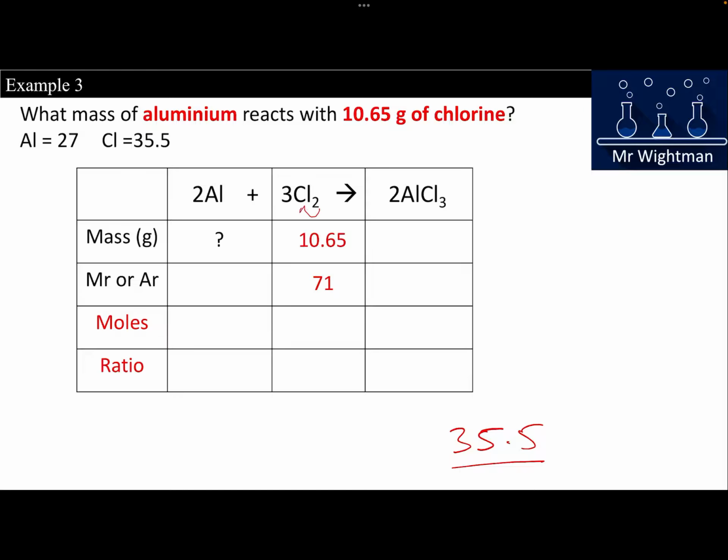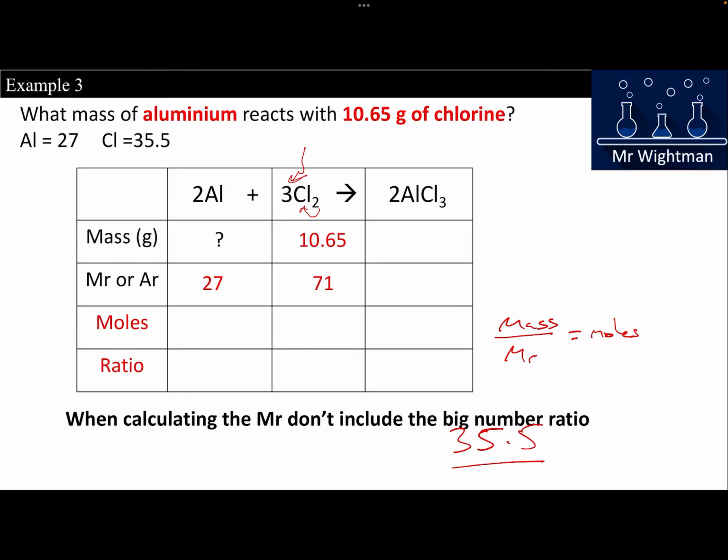There are 2 of them. So 35.5 times by 2 is 71. And again, remember, do not times this by 3, because I haven't got 3 moles of chlorine. Mass over MR, so 10.65 divided by 71 will give me the amount in moles, which is 0.15. I haven't even got 3 moles. I've hardly got even 1. So remember, do not times it by the big number.